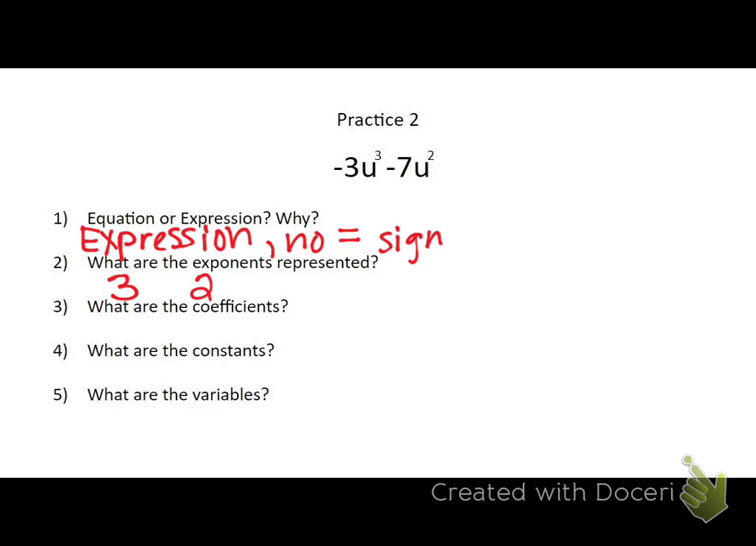Next one. What are the coefficients? 3 and 7. Be more specific. -3 and -7. Good. So they're taking -3 times u, and they're taking -7 times u. What are the constants? There are none. And what are the variables? U.